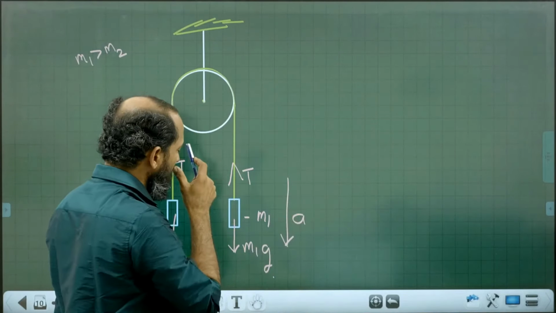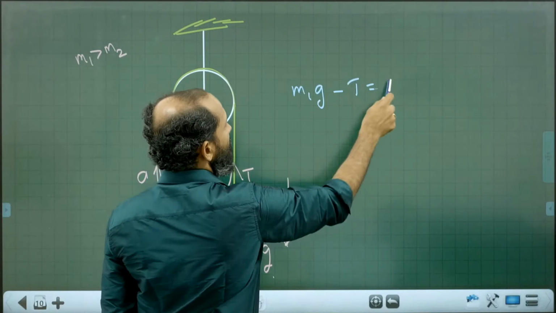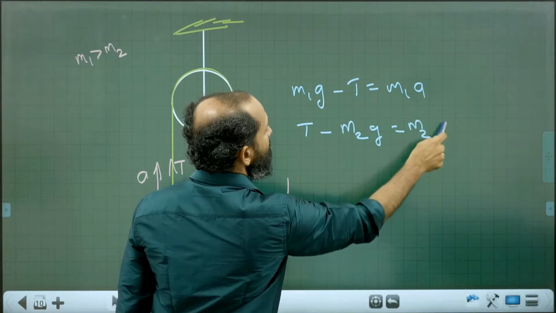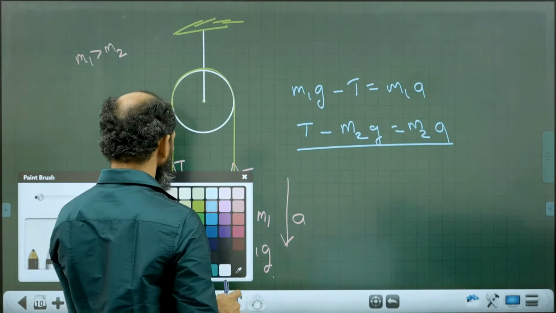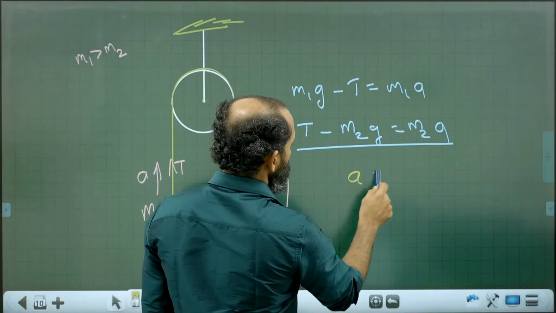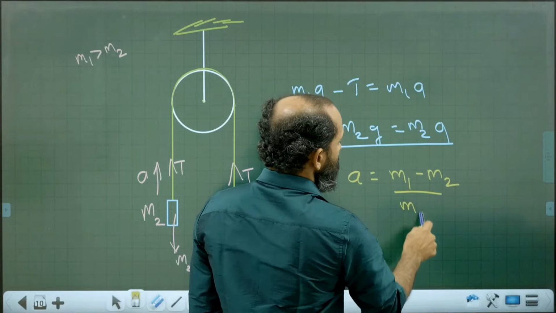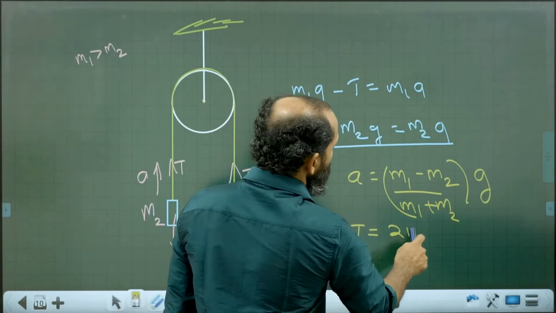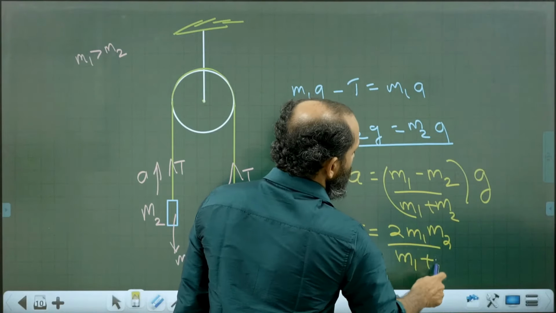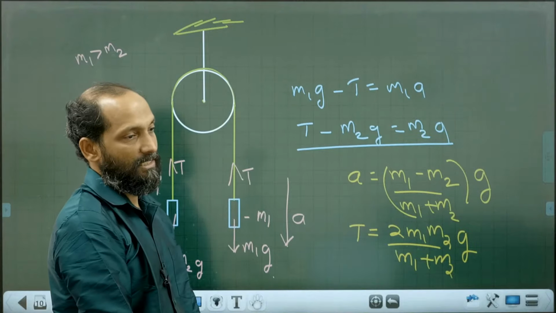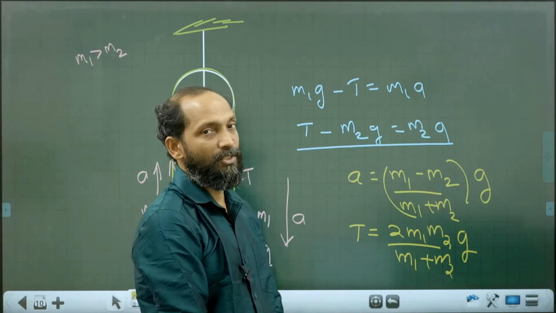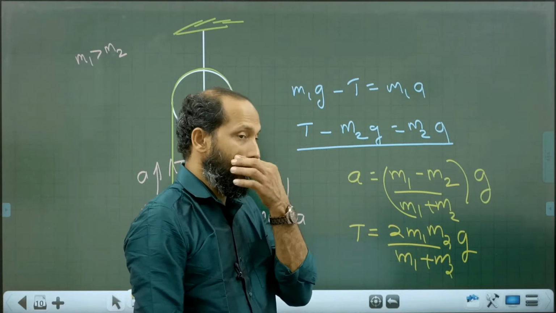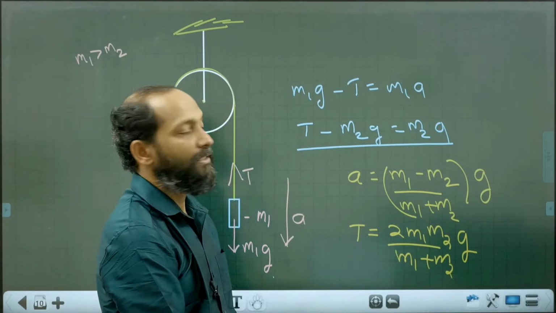Now, the net force acting on M1 is M1g minus T, equal to M1a. For M2, where T is greater, T minus M2g equals M2a. Solving these two equations, you can get two important results. One is acceleration, which is M1 minus M2 divided by M1 plus M2 into g, most important. The next is tension T equal to 2M1M2 divided by M1 plus M2 into g. If masses are equal, acceleration becomes 0. If masses are equal, tension becomes 2m square divided by 2m, so 2 gets cancelled, m gets cancelled, you get mg.